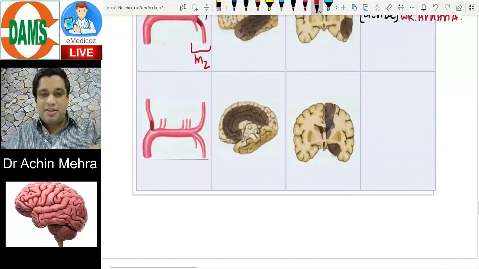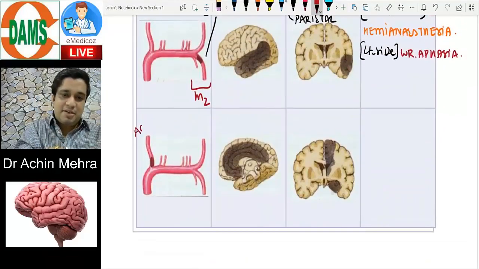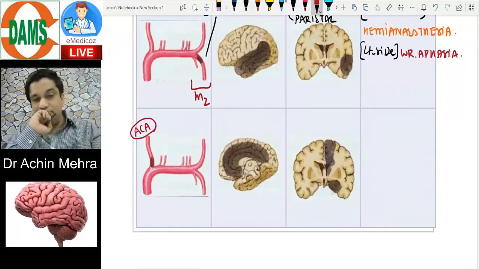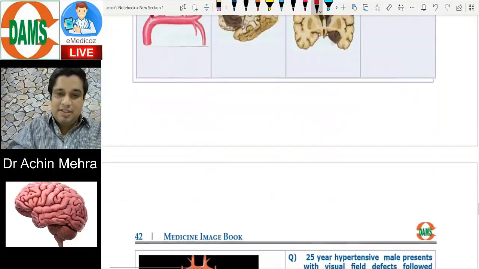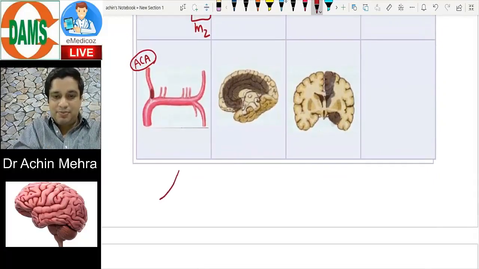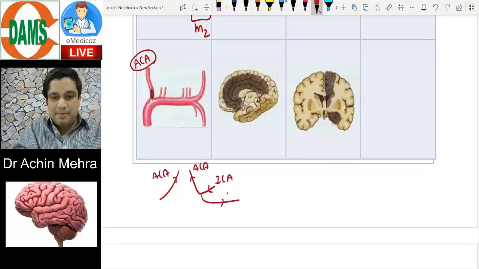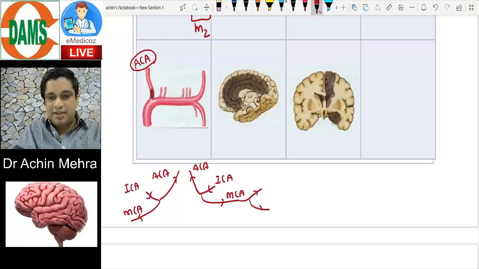Now the same goes for the ACA. This artery is the anterior artery in the circle of Willis. If you can see in a simple diagram like this, the ICA comes and bifurcates itself into ACA and MCA. The MCA further bifurcates into the superior as well as the inferior division like this.